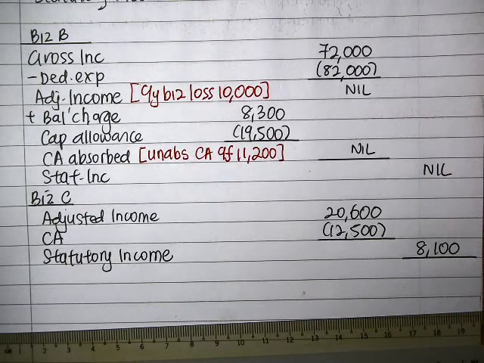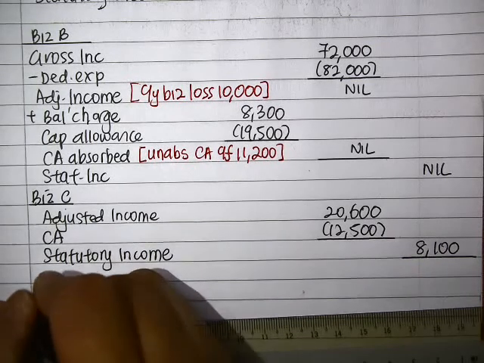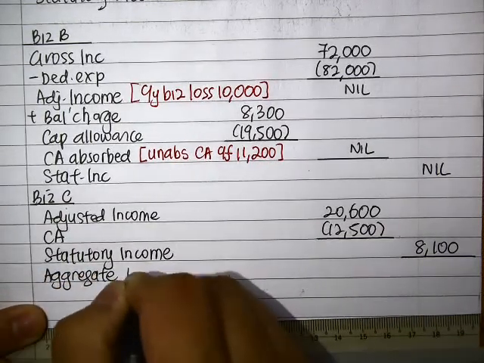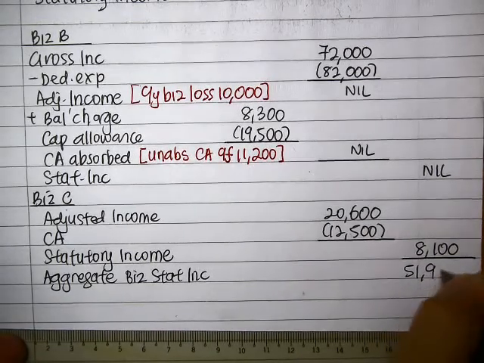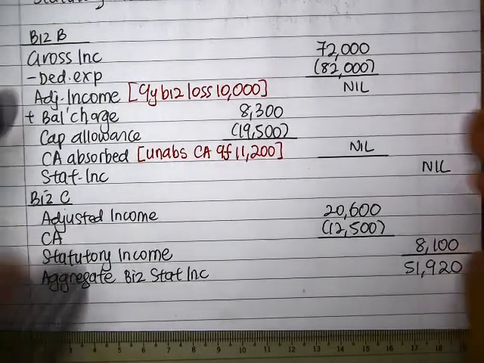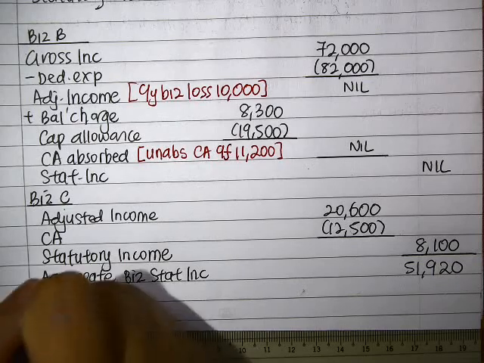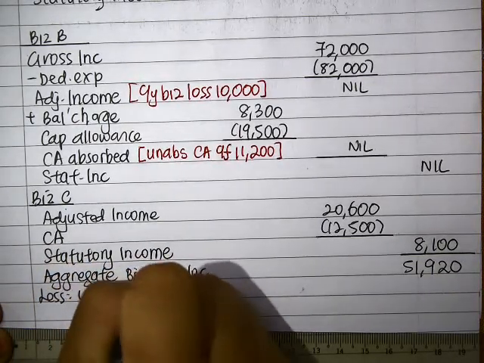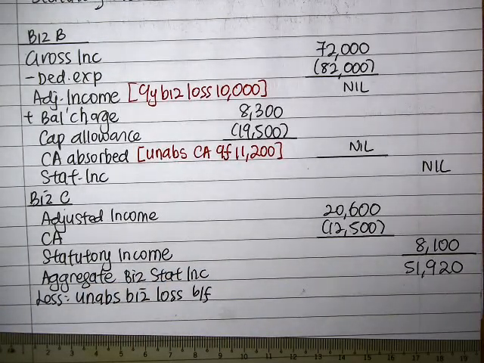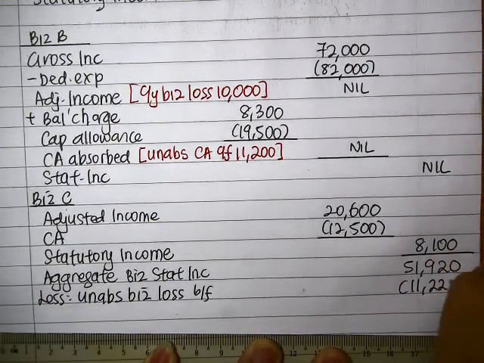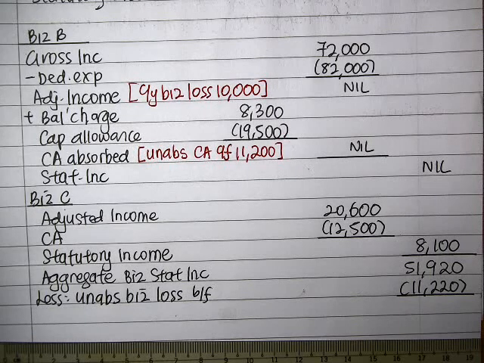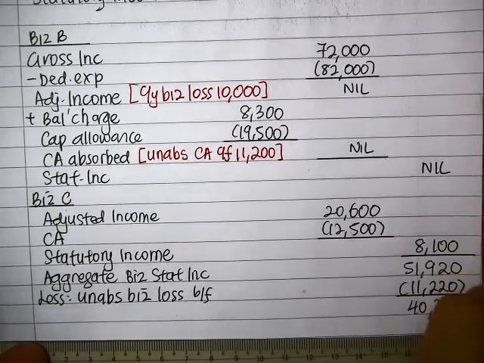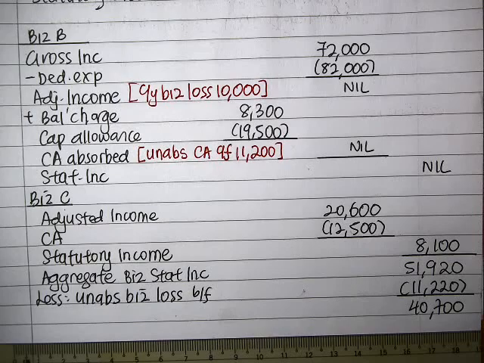Right, guys. So once you finish off the business SI, then you're gonna add all the SI together. And what do you call them? They are the aggregate of all the business SI, which is 51,920. And why do you need this aggregate business SI? The purpose is to minus unabsorbed business loss brought forward. Do you have any? Yes. How much? 11,220. That's the only one. The unabsorbed business loss, 11,220. So 40,700. Okay, so far we finished off the business.